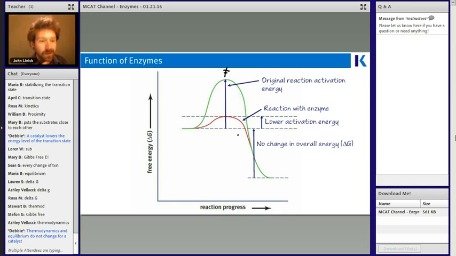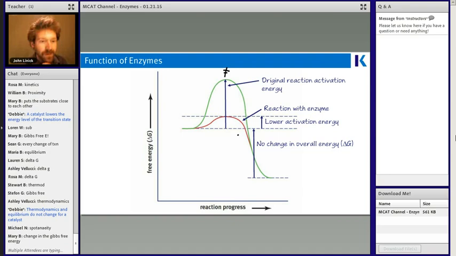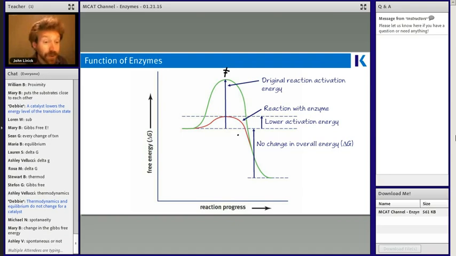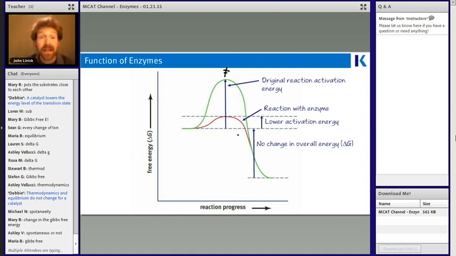Almost exclusively, to be honest. You got it. Spontaneity, totally true. We determine whether it's spontaneous or non-spontaneous. That's what we use Gibbs free energy for. So we're not changing spontaneity. We're not changing equilibrium. We're not changing delta G. All we're changing is the kinetics, and that's the word Rosa brought up. So we're changing the speed. We're changing the rate. We're changing the kinetics.